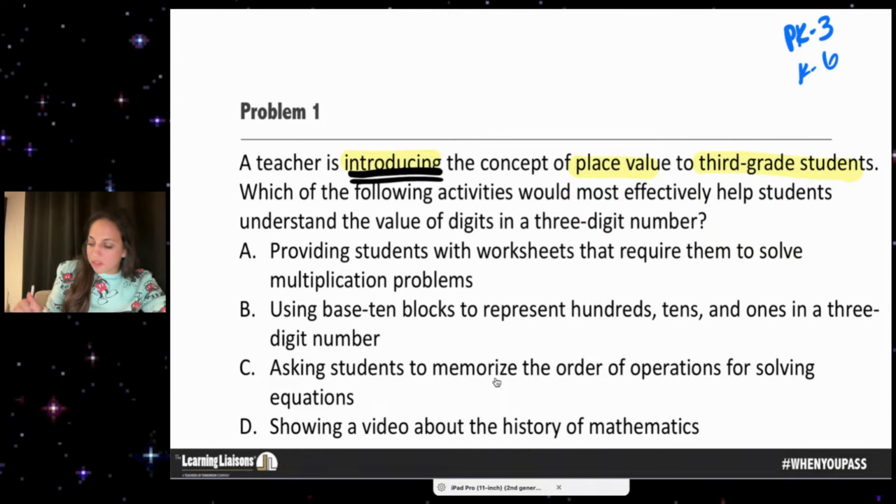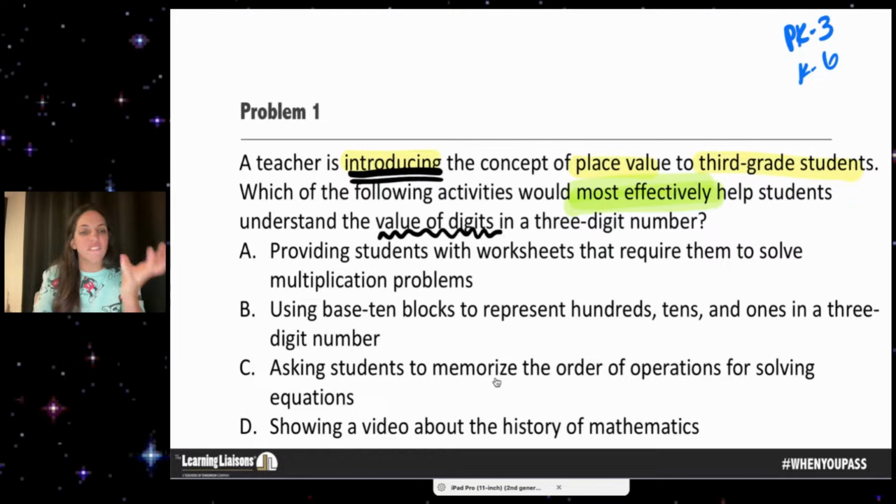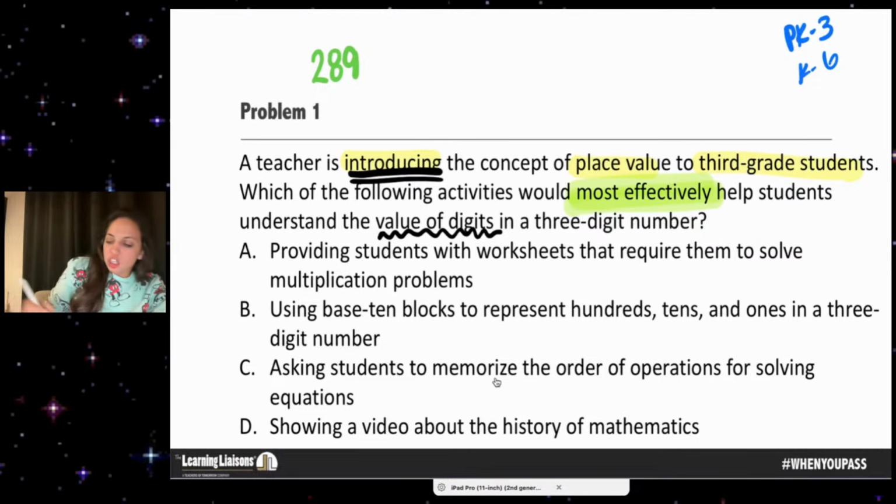Which of the following activities would most effectively help students understand the value of digits? Not most effectively understand 3-digit numbers, most effectively understand what that value is. Let's go on a rabbit trail and talk about the value of the digits. So if I have the number 289, because if you don't understand this concept, you're not going to understand what this problem is asking. 289.